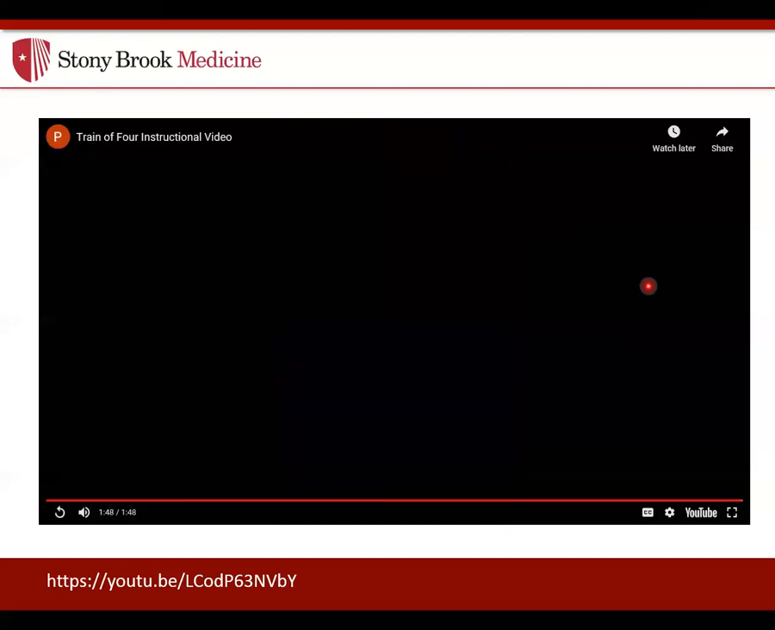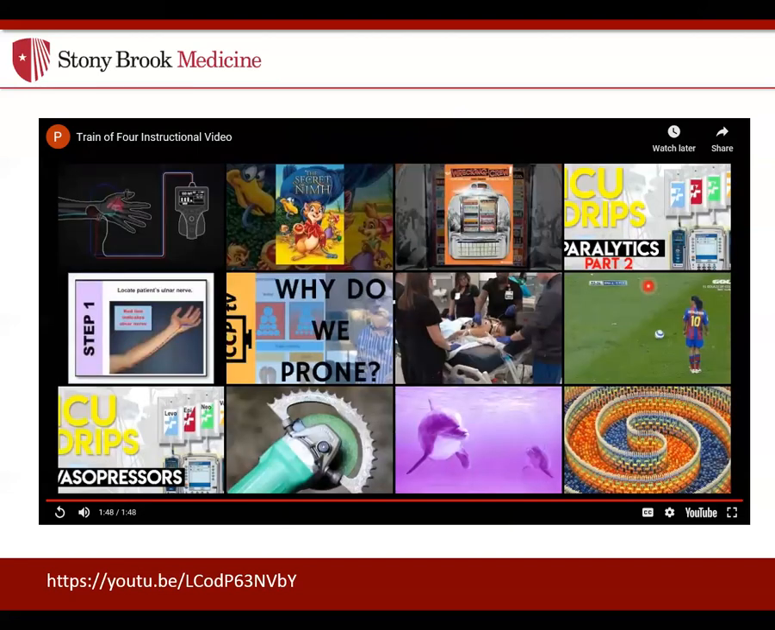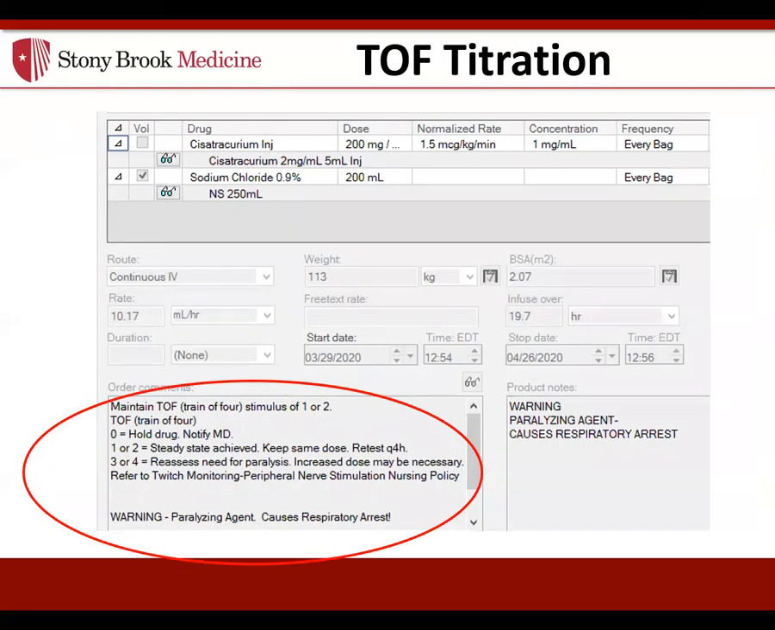So again, the train of 4, they just deliver stimuli through the peripheral nerve stimulator, and they try to get 4 twitches. When you have a neuromuscular blocking agent on board, you want to target 1 to 2 twitches when you perform the train of 4. So just like our sedation titration orders, the train of 4 also has titration recommendations to ensure that the patient is receiving the appropriate amount of paralytic agent. So prior to verifying an order for a paralytic agent, you should also ensure that they have these titration order comments, that they're listed as such. Again, we target 1 to 2 twitches in our train of 4.